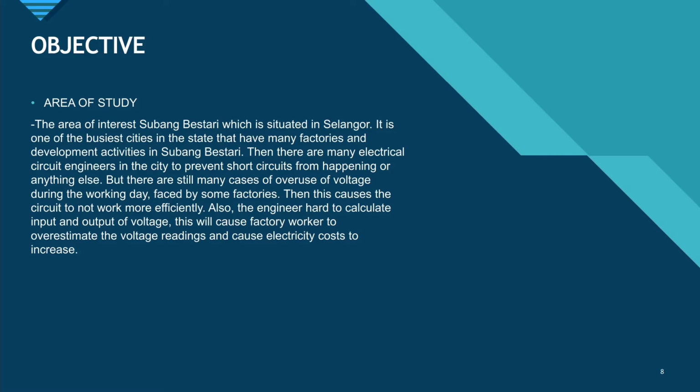This causes the circuit to not work efficiently. Also, the engineer has to calculate the input and output of voltage. This will cause factory workers to overestimate the voltage readings and cause electricity costs to increase.